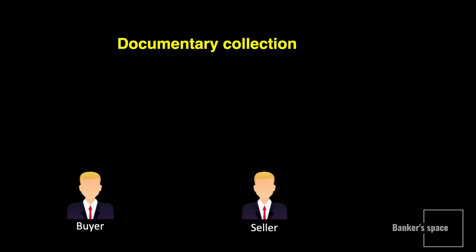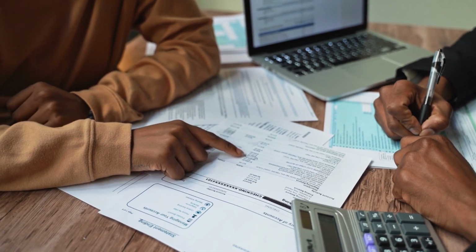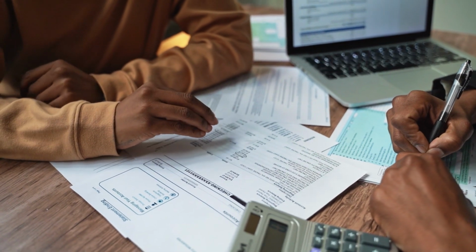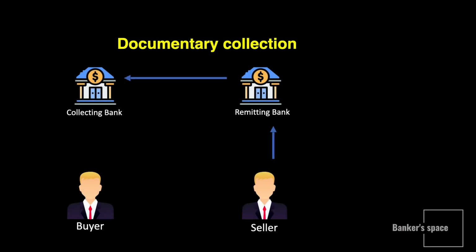Here there are four parties involved: the buyer, the seller, and their respective banks. The buyer's bank is called as collecting bank and the seller's bank is called as remitting bank. After shipping the goods, seller will hand over the documents to the remitting bank. The remitting bank forwards the documents to the collecting bank. The collecting bank will make the documents available for review at its counter, and if the buyer is satisfied with the documents, the buyer will authorize the payment. Once the payment is authorized, the collecting bank will send the funds to the seller through the remitting bank and releases the documents to the buyer.